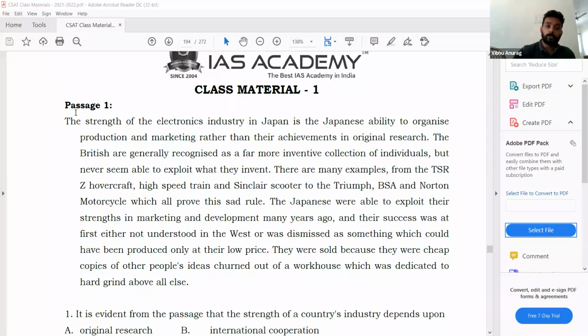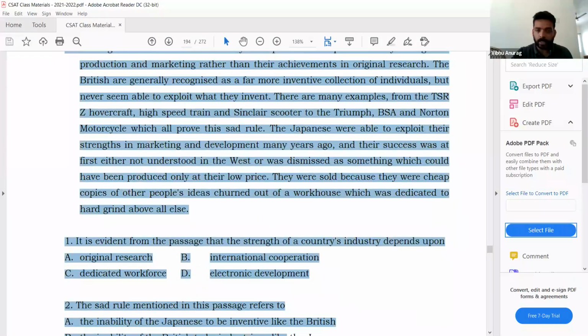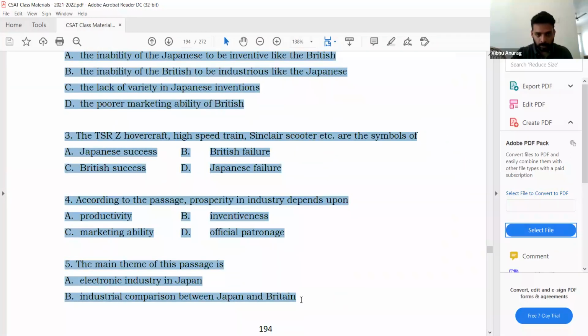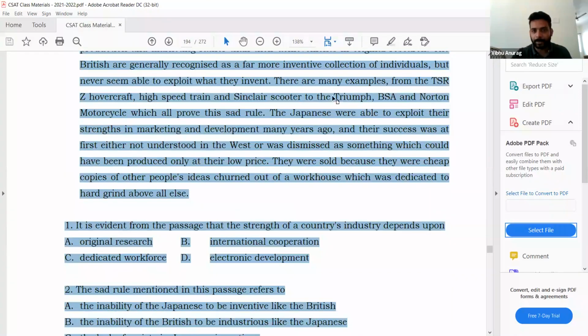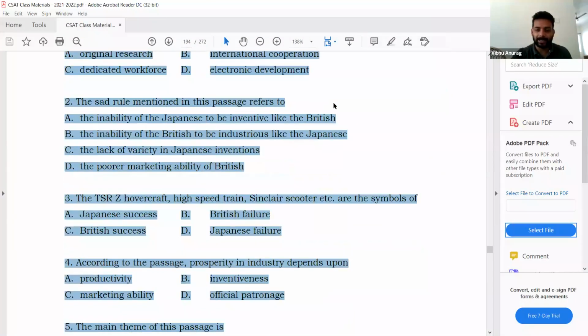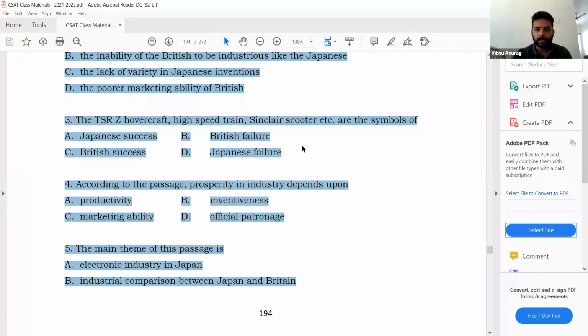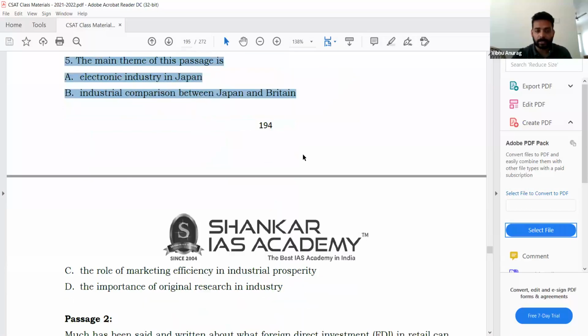So see this passage 1. Every passage that we do will be done with a timer followed by a detailed discussion. This is passage number 1. Okay, this is the standard length of a CSAT passage, but I have kept this one a little easy since it's your first one. So just to get you started. But the question types are very important and we'll be discussing them in detail.